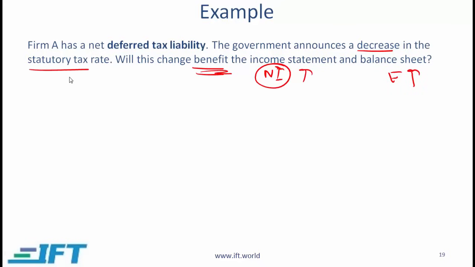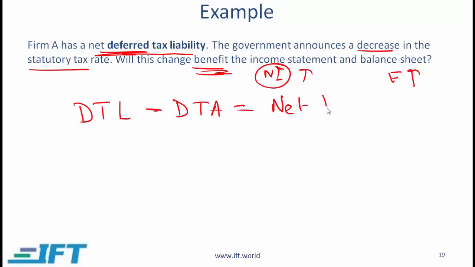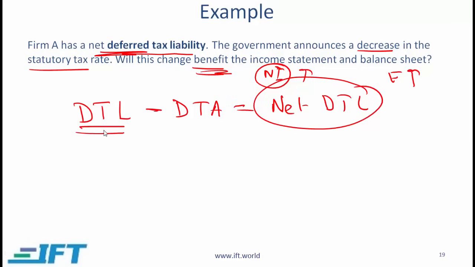We have a decrease in the statutory tax rate. The statutory tax rate is the rate announced by the government. What this means is, for a company which has a net deferred tax liability, this net deferred tax liability means that if a company has both deferred tax liabilities and deferred tax assets, then the difference between the two is a net deferred tax liability. And if this number is positive, or the company has a net deferred tax liability, then obviously overall the deferred tax liabilities are more than the deferred tax assets.